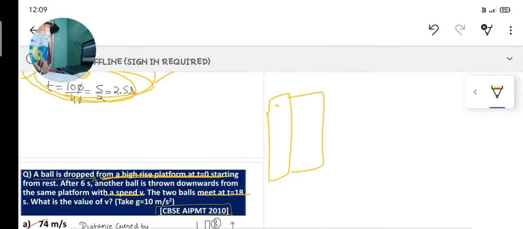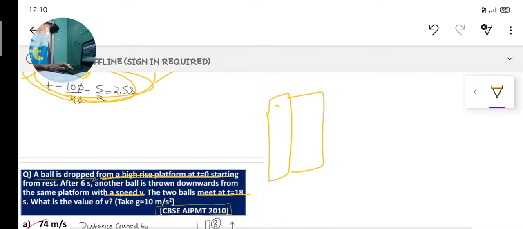Okay, 1 2 3. So there is a house, and both balls are dropped from a high rise platform. After 6 seconds another ball is thrown. The time is given: the two balls meet at 18 seconds, from a high rise platform at t equal to 0.